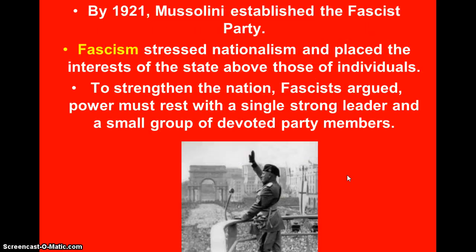By 1921, Mussolini had established the Fascist Party. Fascism stressed nationalism and placed the interests of the state above those of individuals. To strengthen the nation, fascists argued, power must rest with a single strong leader and a small group of devoted party members. Unlike the democratic system, we believe that to strengthen the nation, power must rest with the people, because a leader, a dictator, would be authoritative and unjust.